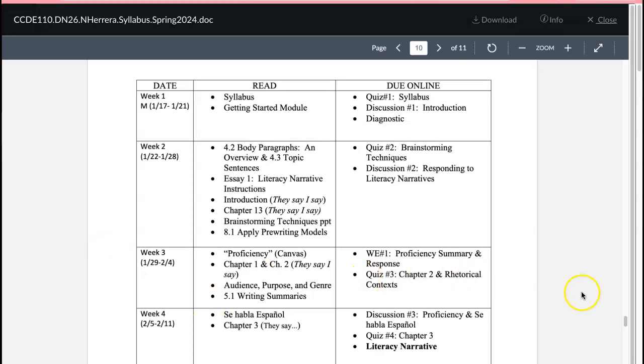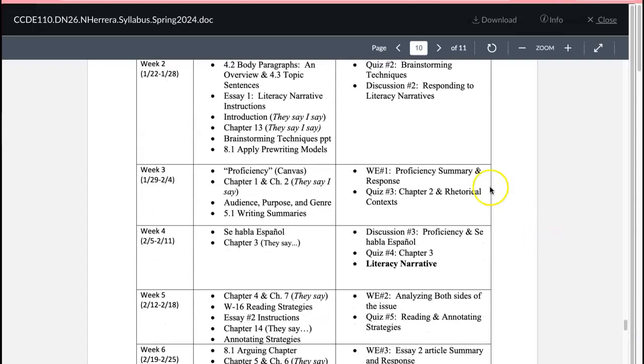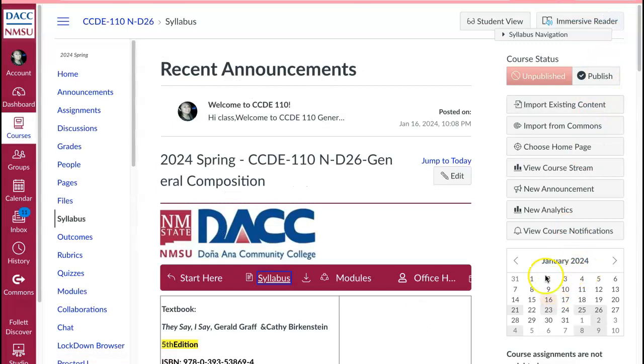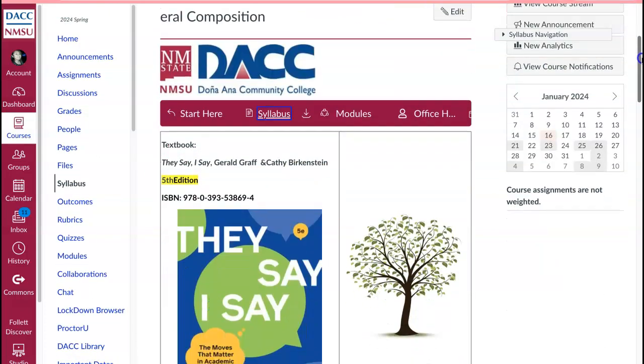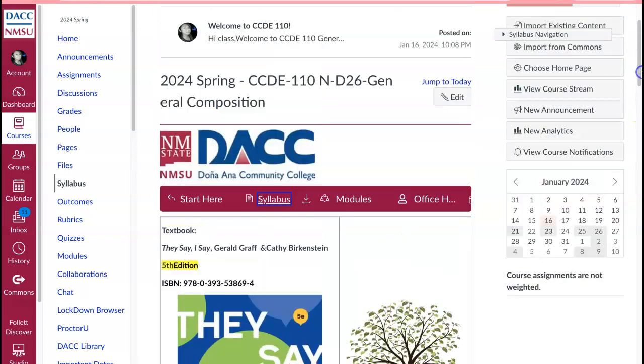So really there is no reason why anybody should not know when assignments are due, because everything is listed in the syllabus, everything is listed in the modules, and of course your calendar should let you know when the assignments are due. Now, when it comes to the textbook, we do need a textbook for this class, and here it is. It is They Say, I Say, 5th edition. You can purchase this textbook online, or you can purchase the textbook at the bookstore.